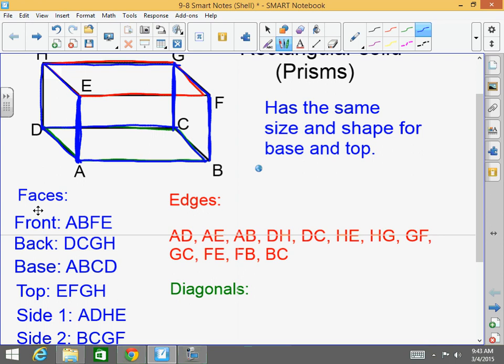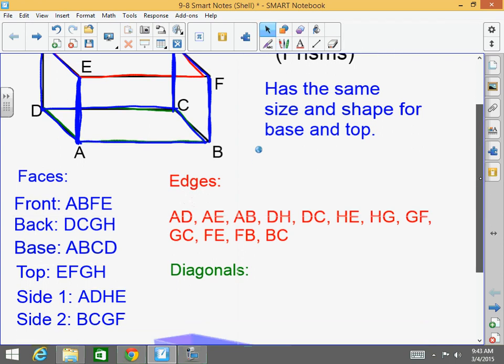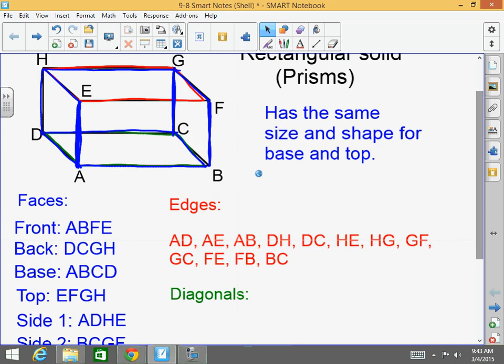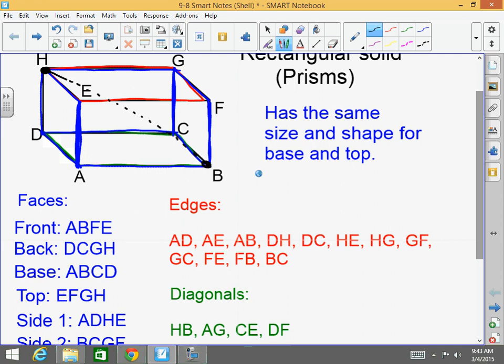Promise? Okay. And then you have, really important here, guys, diagonals. The diagonals here would be, I'm going to do this in black. The diagonals would be HB. It goes from one vertex through the center to an opposite vertex. HB is one diagonal.